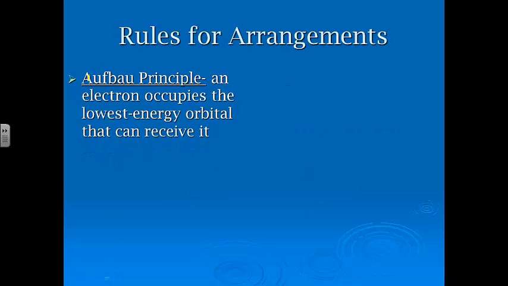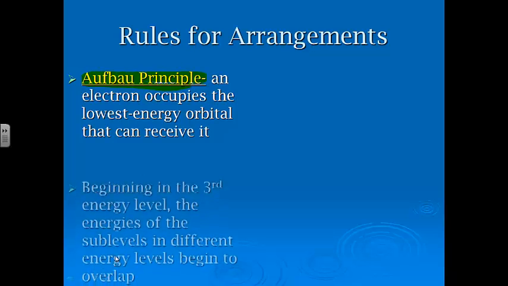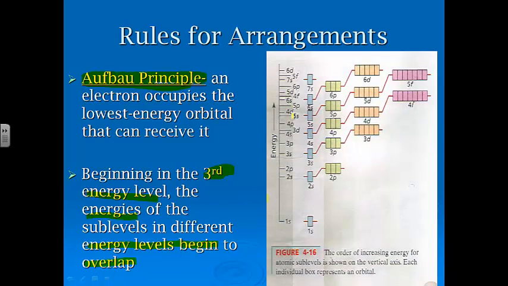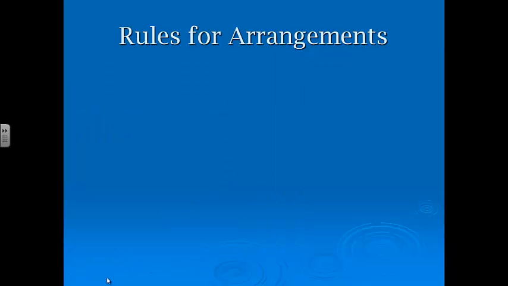Now, the Aufbau principle essentially states that an electron must occupy the lowest energy orbital that can receive it. And beginning in the third energy level, they start to overlap. And so this is where we just have to keep the order straight. This is like a big version of all the different orbitals, but it shows us that we go from 1s to 2s to 2p. We've got our 3s, 3p, 4s, 3d, 4p, 5s, etc. Most of us remember this order from the periodic table, but this is just a reminder that they do overlap.